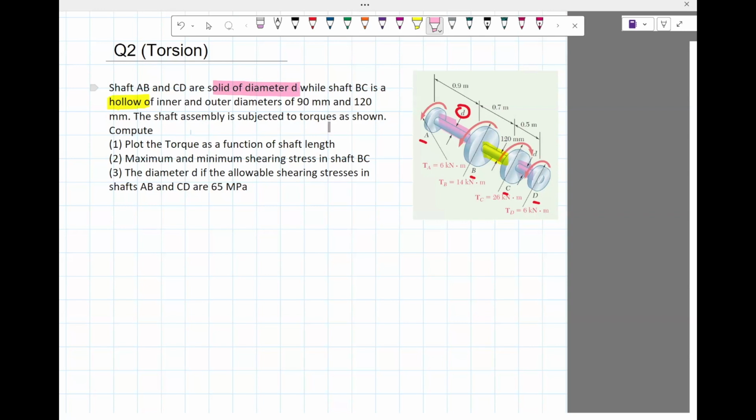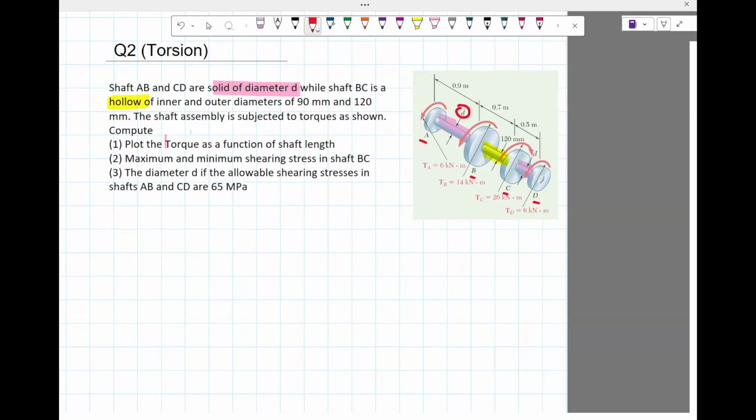The shaft assembly is subject to torques as shown. Compute and plot the torque as a function of shaft length, and the maximum and minimum shearing stress in shaft BC. BC is the shaft which is hollow, and diameter of D if the allowable shearing stresses in the shaft AB and CD are 65 megapascals.